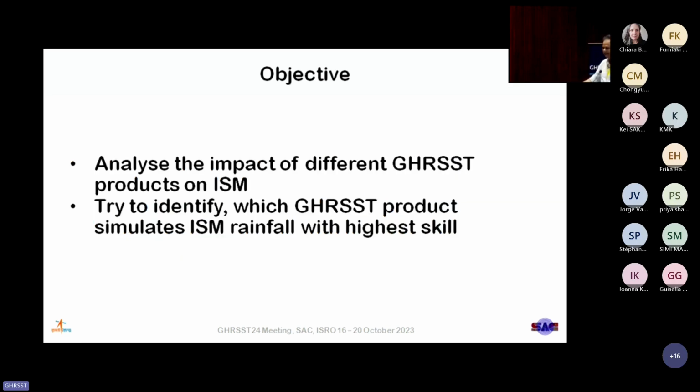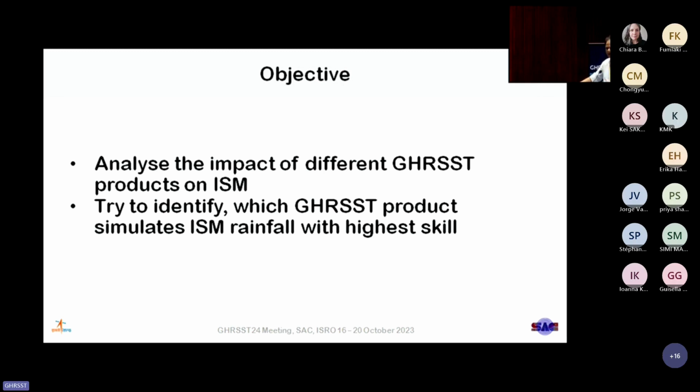However, there are several agencies that generate different GHRSST products, like the Canadian Meteorological Center or the DMI. So there are different products available. Now, for a user, it is very difficult to identify which product to use for forcing the numerical model, so that he can get an accurate simulation of rainfall. So the objective of this study is basically to analyze the impact of different GHRSST products on Indian summer monsoon, and then try to identify which GHRSST product simulates the ISM rainfall with highest skill.